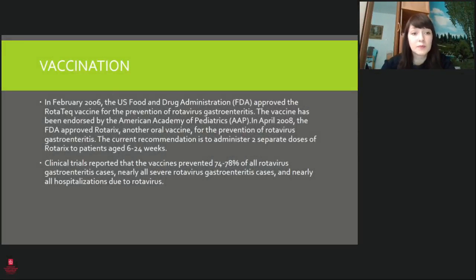In February 2006, the USA Food and Drug Administration approved the RotaTeq vaccine for the prevention of rotavirus gastroenteritis. The vaccine has been endorsed by the American Academy of Pediatrics, and in April 2008, the FDA approved Rotarix, another oral vaccine for the prevention of rotavirus gastroenteritis. Clinical trials reported that the vaccine prevented 74 to 78% of all rotavirus gastroenteritis cases, nearly all severe rotavirus gastroenteritis cases, and nearly all hospitalizations due to rotavirus among children.